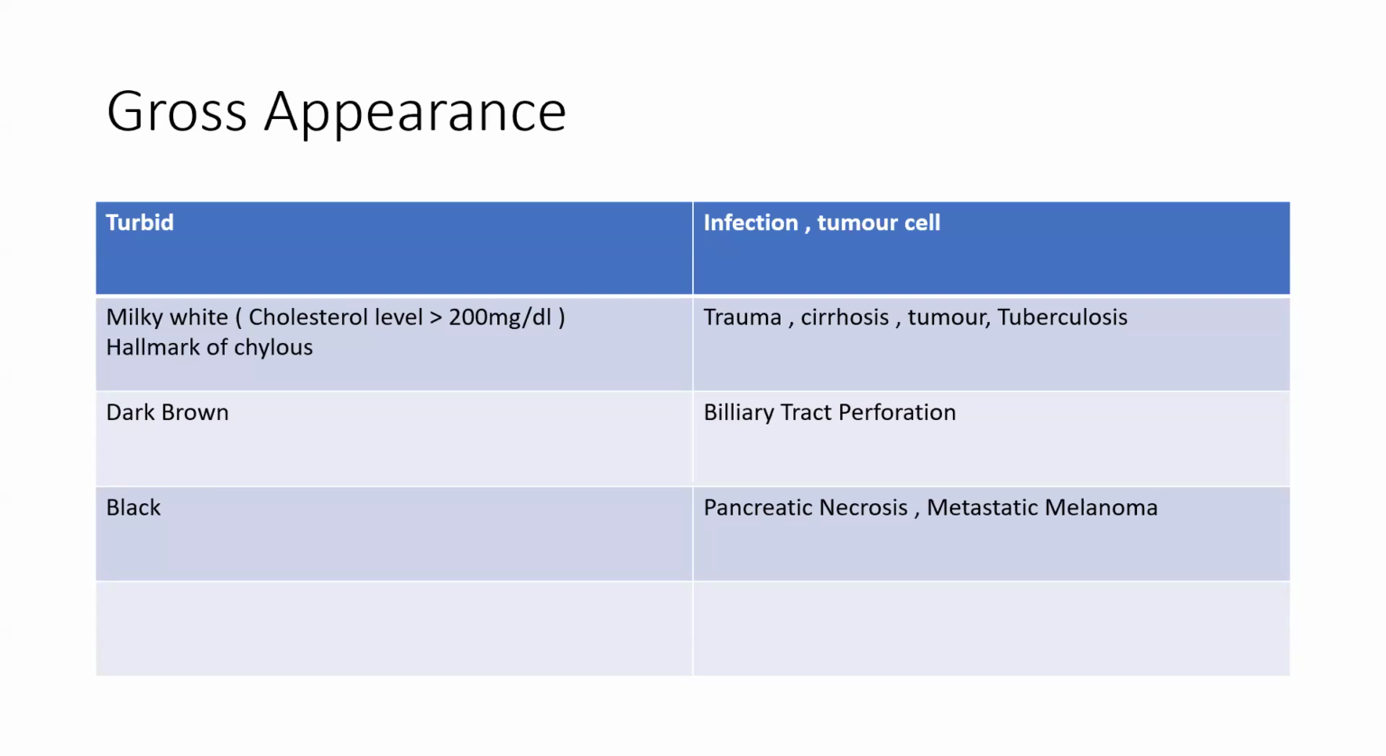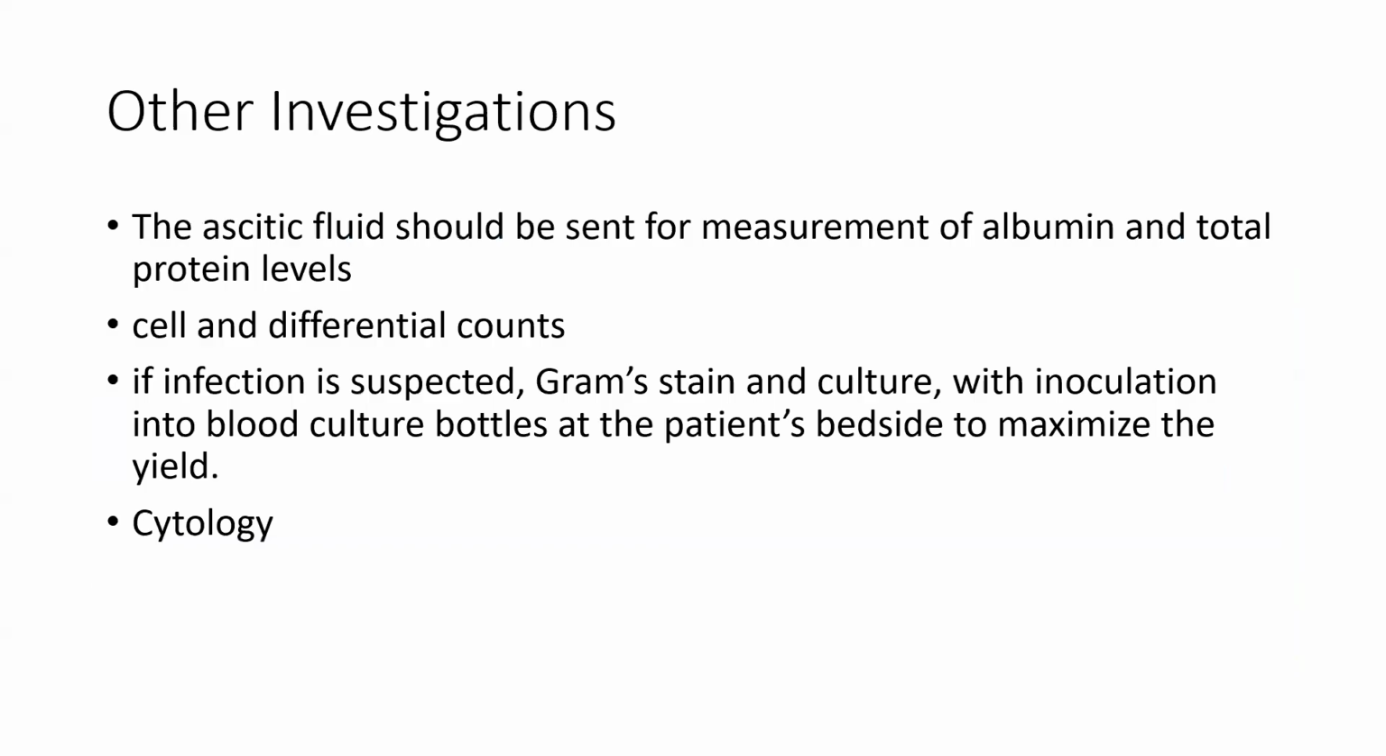If it is dark brown, then the etiology is biliary tract perforation. If it is black, then the etiology is pancreatic necrosis and metastatic melanoma. The other investigations that we can send are measurement of albumin, total protein, cell and differential count. If infection is suspected, then Gram stain and culture, with inoculation of the blood culture bottle at the patient's bedside to maximize the yield, and the cytology.